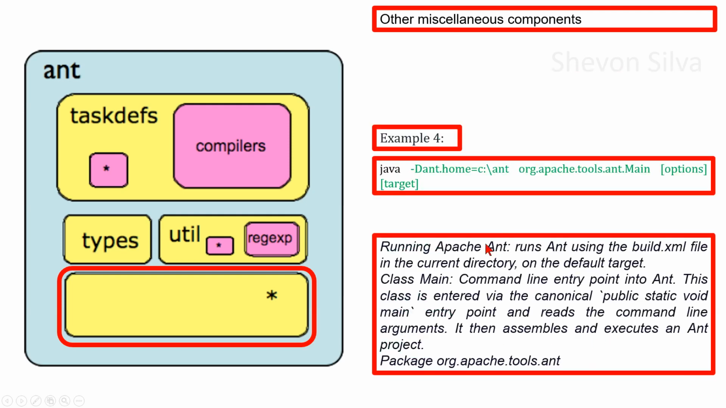Now we are considering running Apache Ant. Runs Ant using the build.xml file in the current directory, the default target. Here the Main class is the command line entry point into Ant. This class is entered via the canonical public static void main entry point and reads the command line arguments. It then assembles and executes an Ant project. This is in the package org.apache.tools.ant.